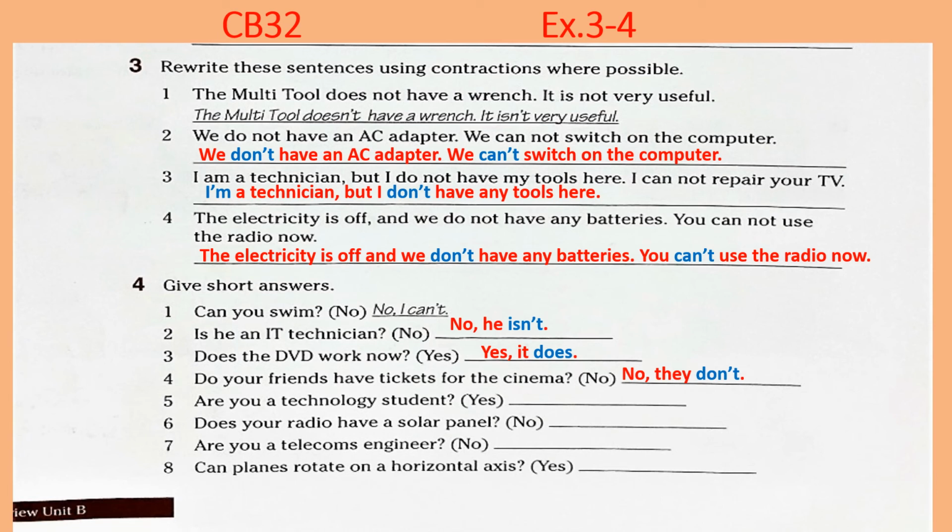Yes. Very good, yes I am. When we ask with are, we answer with am. Are you? I am. Are you Ahmed? Yes I am. Are you a technology student? Yes, I am. Okay, let's move to number 6.